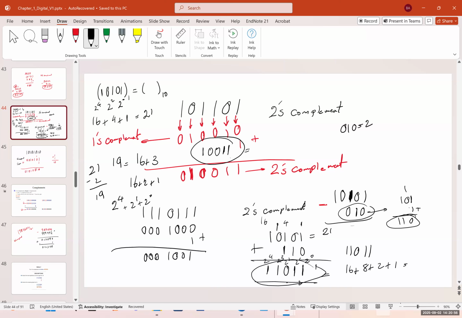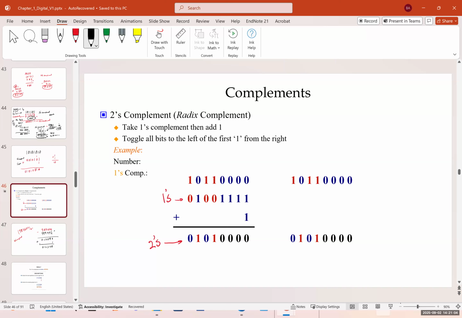I don't have enough time to finish this part, but just to wrap it up and summarize, we already learned about the first complement. For the first complement, you would simply replace the ones with zeros and zeros with ones. If you want to find the second complement, what you do is you add 1 to it. So for example, here 1 0 1 1 0 0 0 0 is going to be 0 1 0 0 1 1 1 1, and we add 1 to it. And when we add 1 to it, it's going to be 0 1 0 1 0 0 0 0.